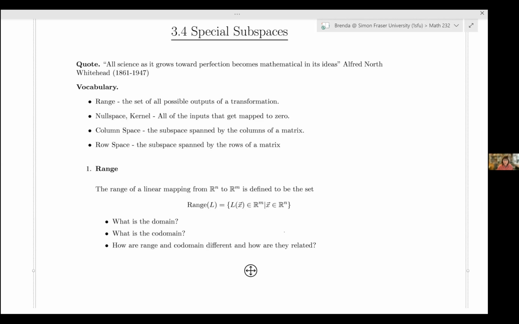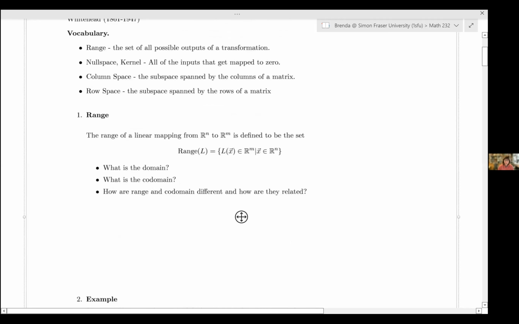Okay, there's a lot of vocabulary in this lecture, maybe more so than some of the other ones. So make sure at the end of this, if you look back through the lecture notes, that if somebody said to you, what is a kernel or what is a null space, you would be able to say what it is. You've got to know what the meanings of the words are. Range, null space, kernel, column space, and row space are defined right here at the top of the lecture. So let's get into what these things are and what we can use them for.